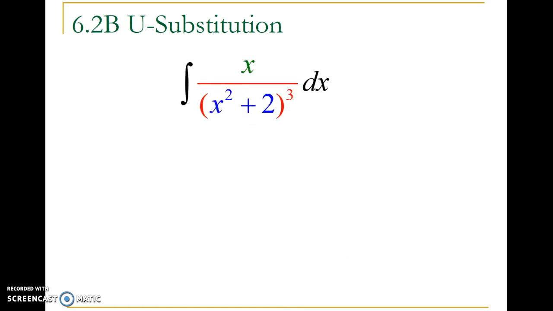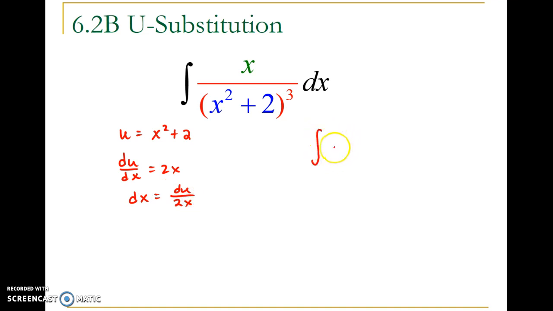All right, here's another example. Pause the video, see if you can figure out the answer to this one, and then come back and I'll show you the solution. So I would make u equal to x squared plus 2, and so du dx would be 2x. So dx would be du divided by 2x.